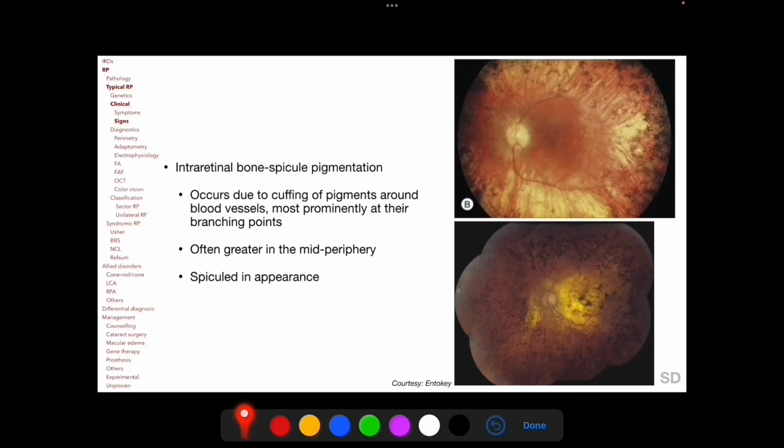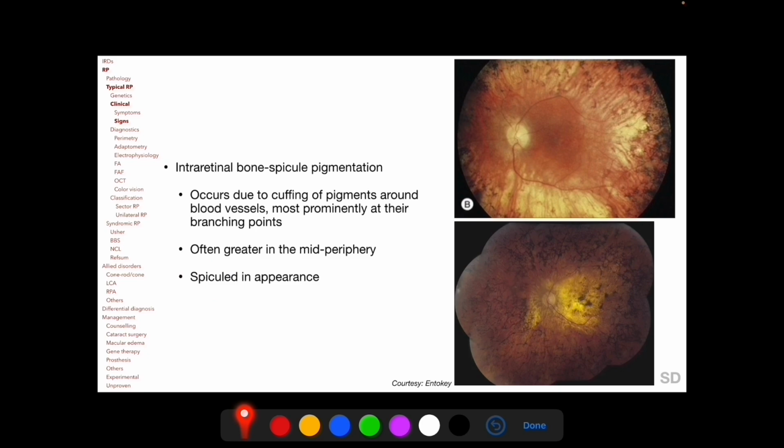Intraretinal bone spicule pigmentation, as seen here in these two photographs, occur due to cuffing of pigments around blood vessels, most prominently at the branching points of these blood vessels, and this pigmentation is most prominent in the mid-peripheral retina, just peripheral to the arcades, and the pigmentary changes are typically spiculed in appearance in typical retinitis pigmentosa.